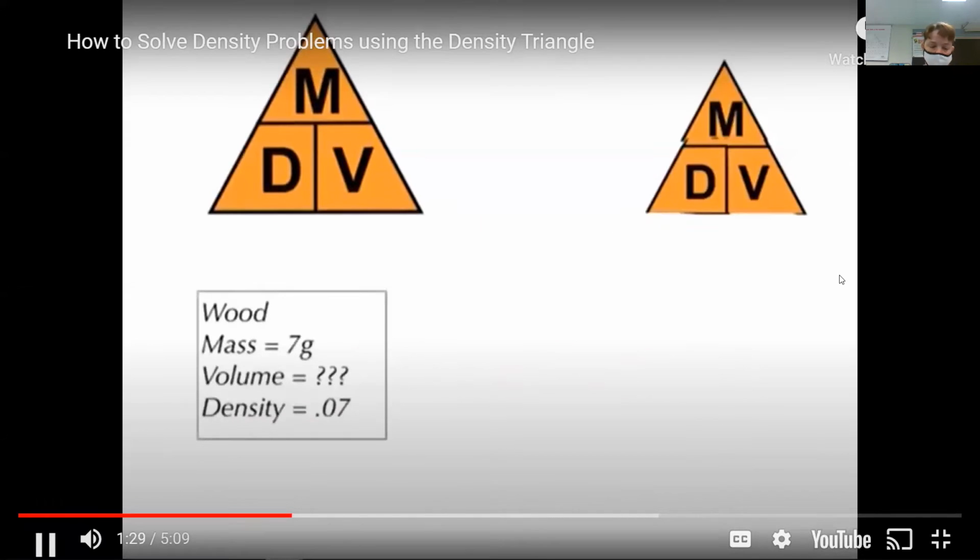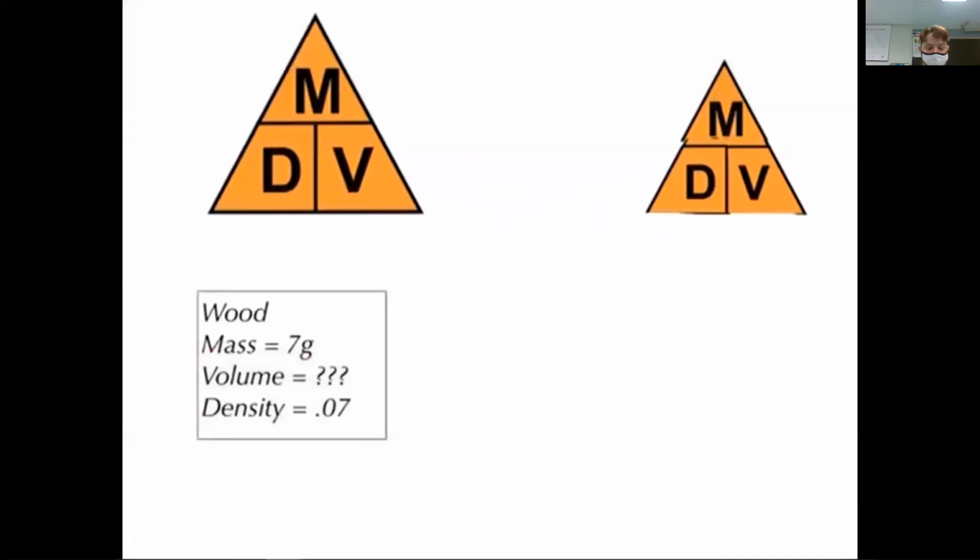So now we're going to find the volume of the wood because we're already given the mass and density. We can start off by doing V equals because we're trying to find the volume. So now we just have to find the relationship between the mass and the density on the density triangle. Because they're separated right here, this is the division line, so we're going to be dividing them.